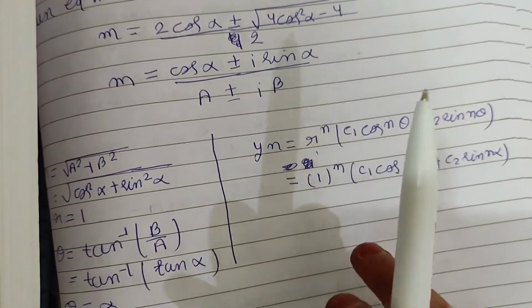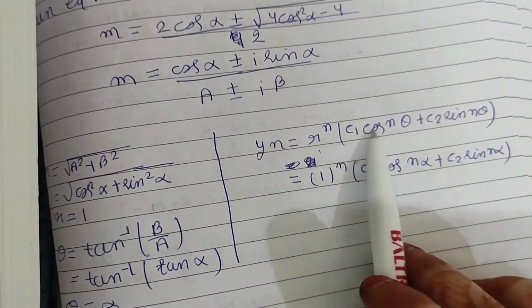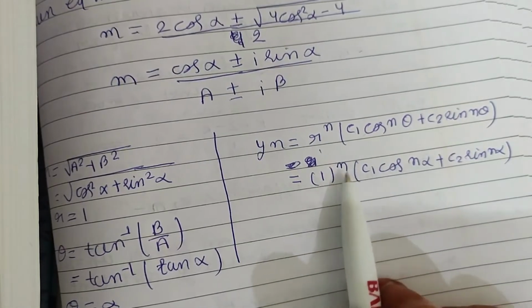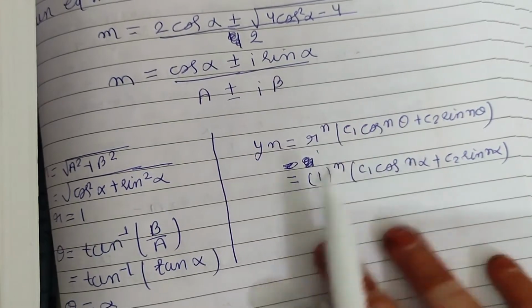Now putting all these into the general form, yn equals r to the power n, c1 cos n theta plus c2 sin n theta. In place of r write 1, in place of theta write alpha, and this is your answer.